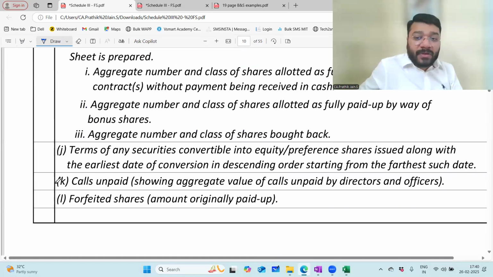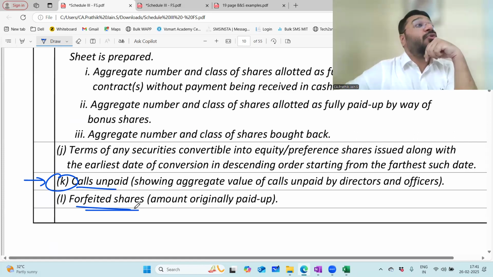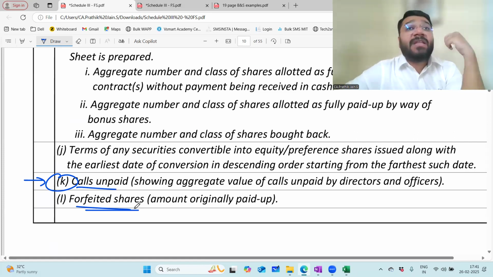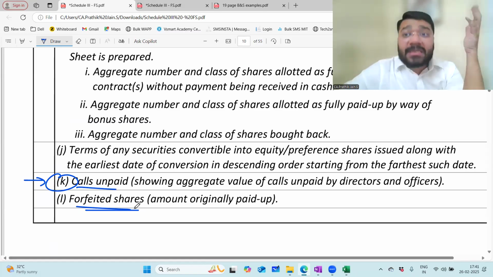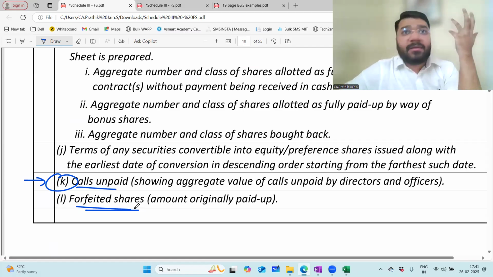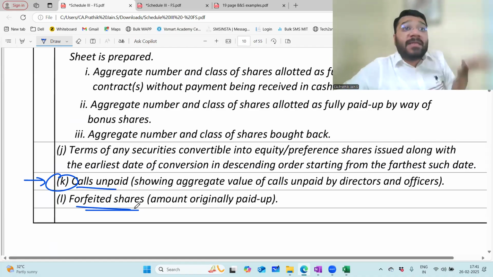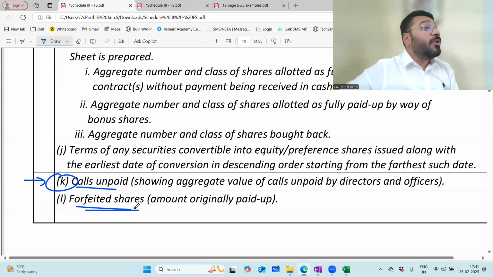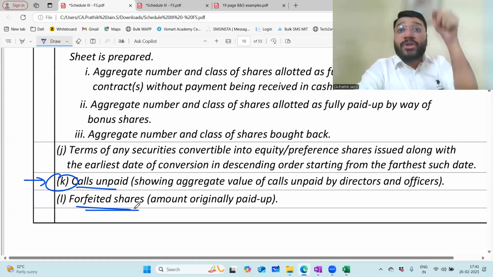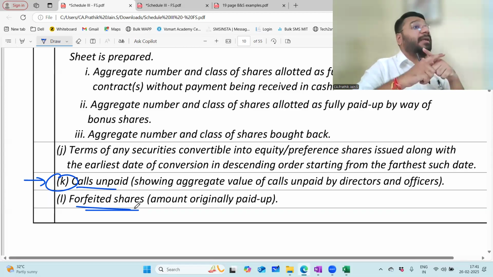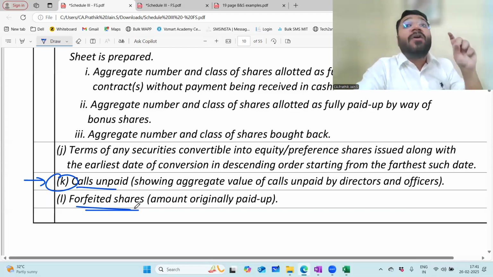If there is any call which is unpaid, you have to show this information separately here. And then forfeited shares. What is the meaning of forfeited shares? We have studied in CA Foundation that when a share is issued to a particular person, if that person does not give the call money, the first call, second call, third call, and does not pay, the company keeps on asking but the person is not paying. A point will come where the company is frustrated because it is in need of money. So what will the company do? The company will cancel the shares allotted to you. The process of cancelling the allotted shares is called forfeiture.